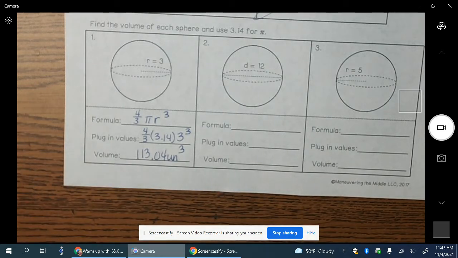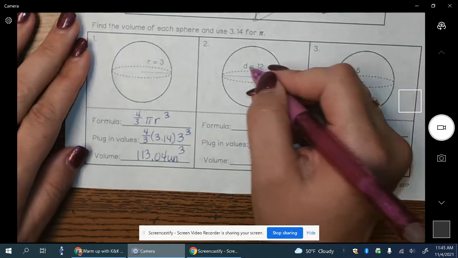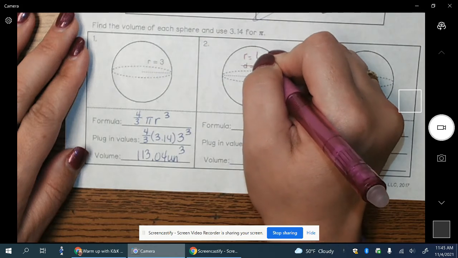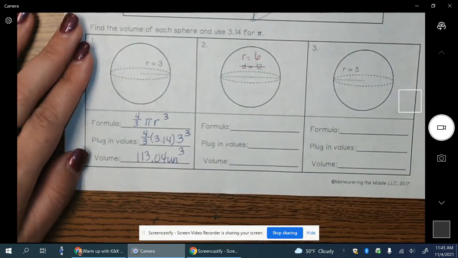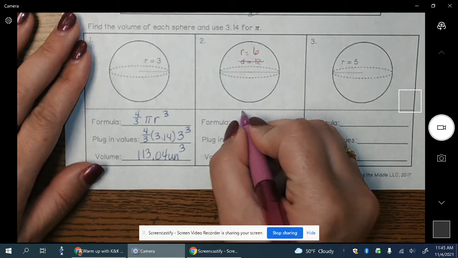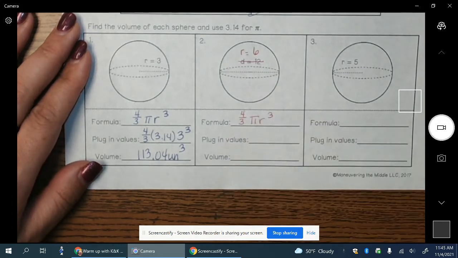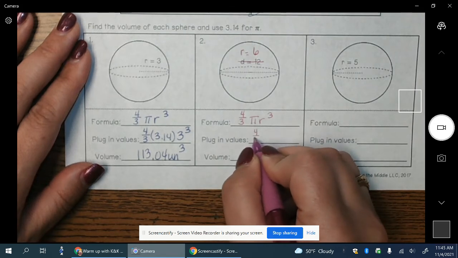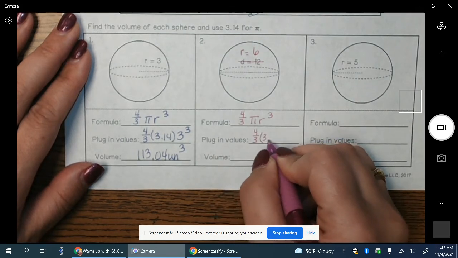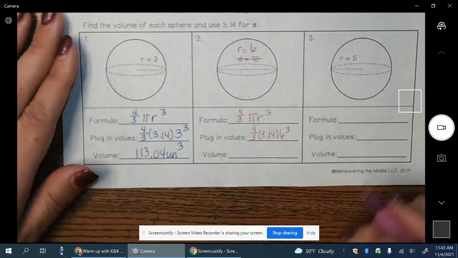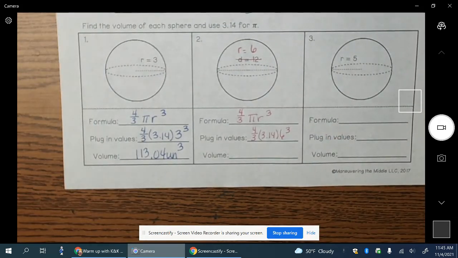On number 2, do we have the radius? No, we have the diameter. What is the radius? The radius is half of it, so it's 6. Okay, so our formula, 4/3 pi r cubed, 4/3 times 3.14 times 6 cubed.